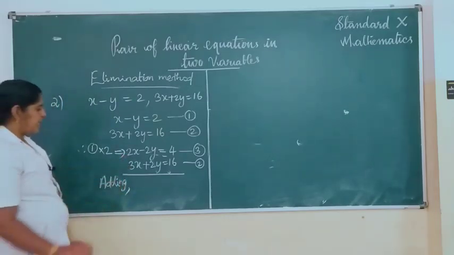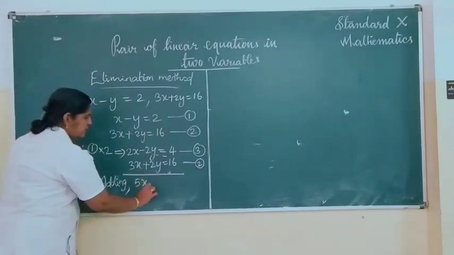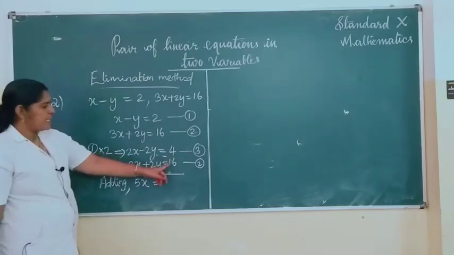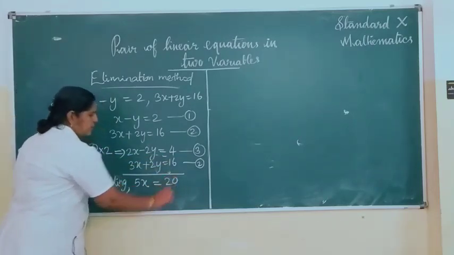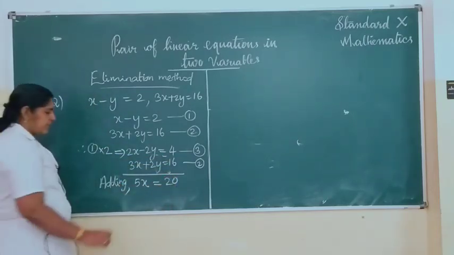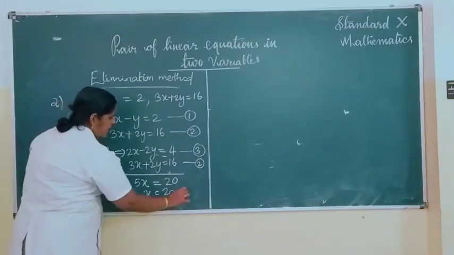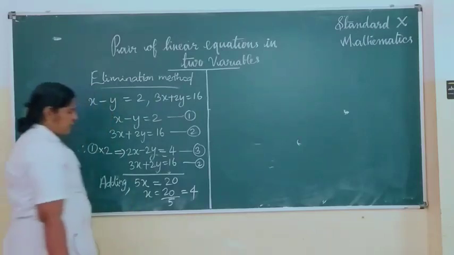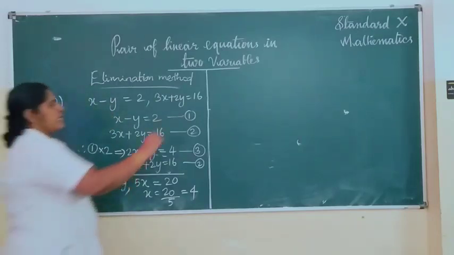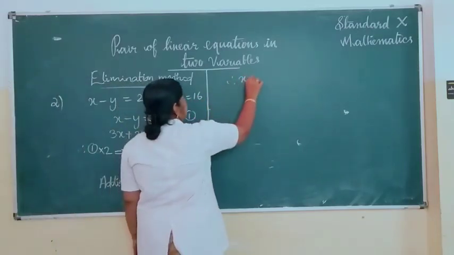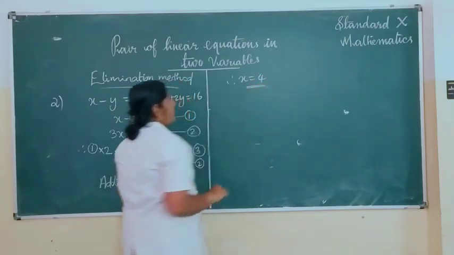What is 2 plus 3? 5. So 5x equal to 4 plus 16 is 20. Thus 5x equal to 20. Therefore x equal to 20 by 5, that is equal to 4. So thus we got the x value. Therefore x is equal to 4.